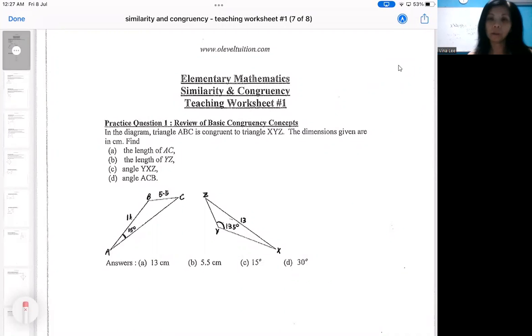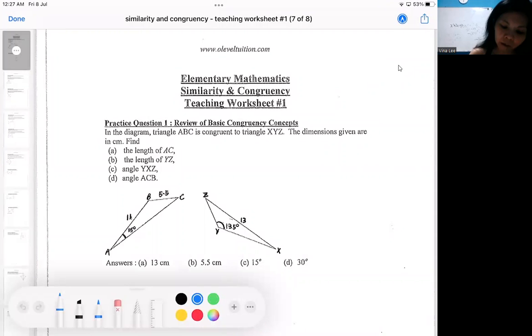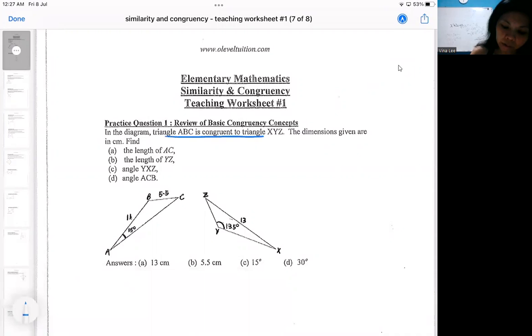So this is the introduction for Sec 3 congruency, to introduce the idea of proving congruency. Okay, let's review what you have learned in Sec 2. In Sec 2, we learned about the congruency statement, and we learned about matching length and angle through the congruency statement. So we are going to use this idea to answer this whole question.